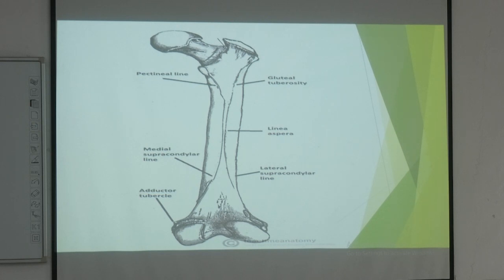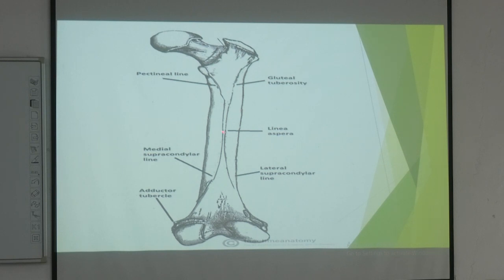Now you focus on the linea aspera. This entire thing which you are seeing here is linea aspera. Now this linea aspera is basically two. It's not a single line. It's not a single border. This has two pronounced borders. We call them lips: the medial lip of the linea aspera and the lateral lip of the linea aspera.